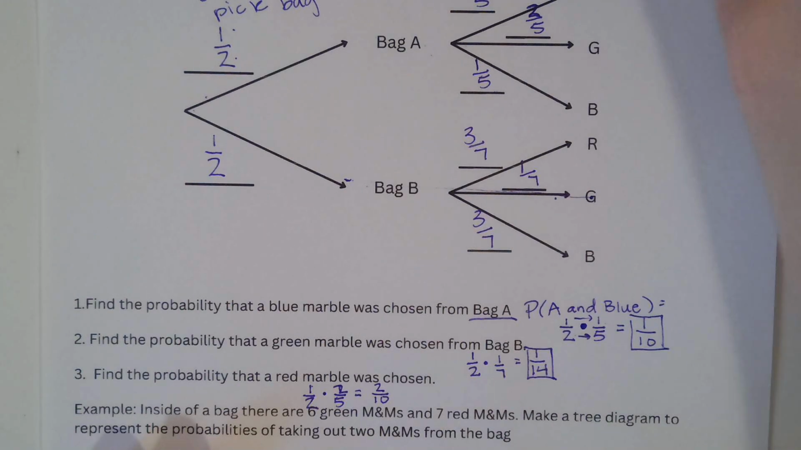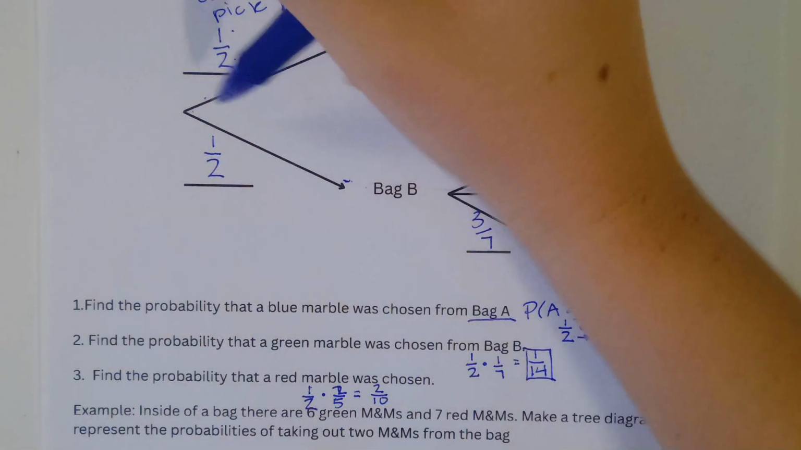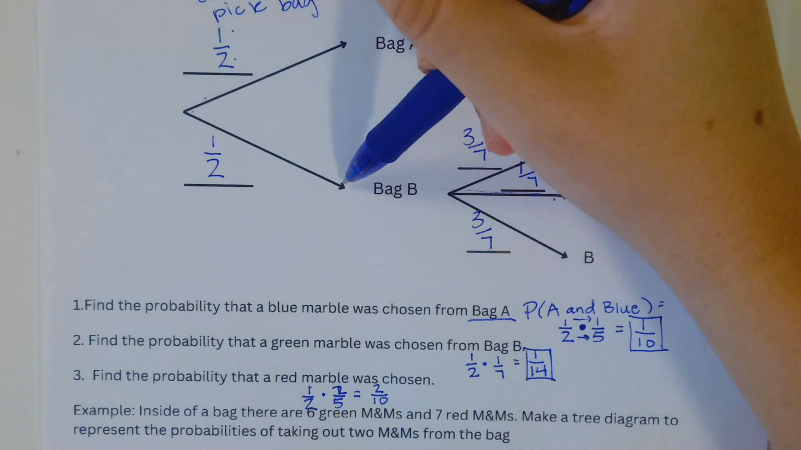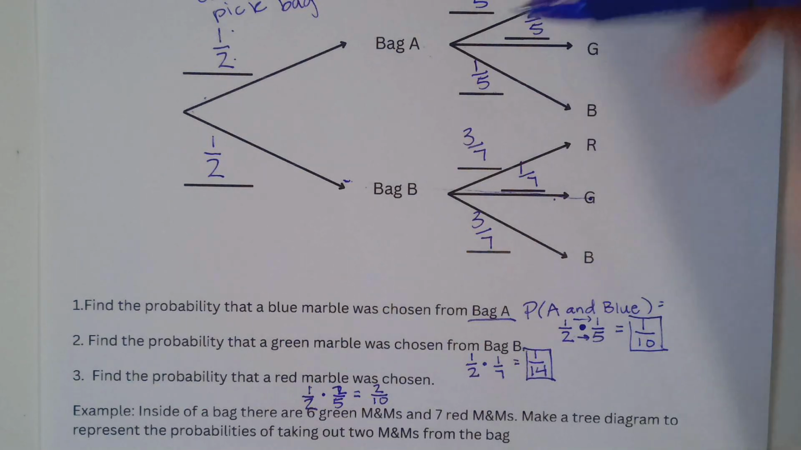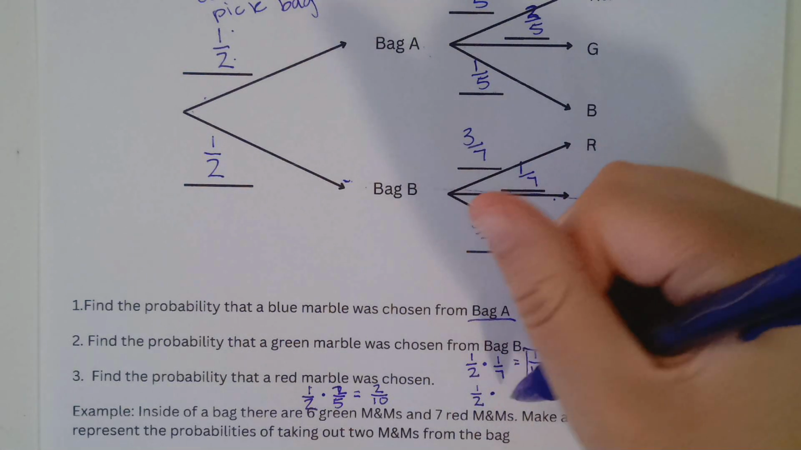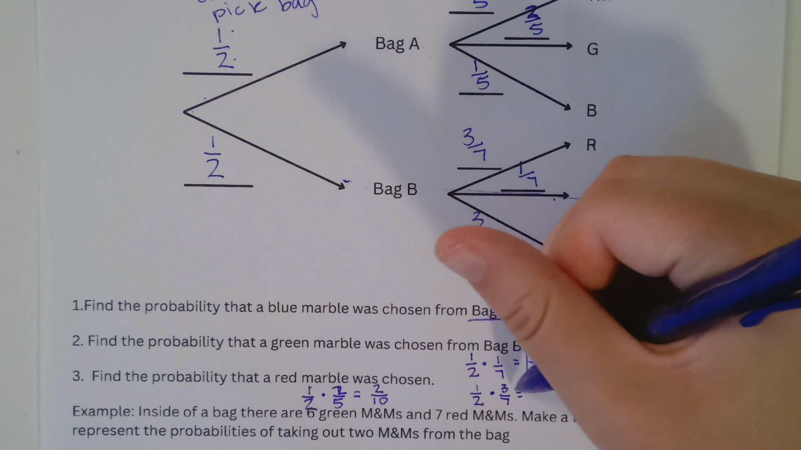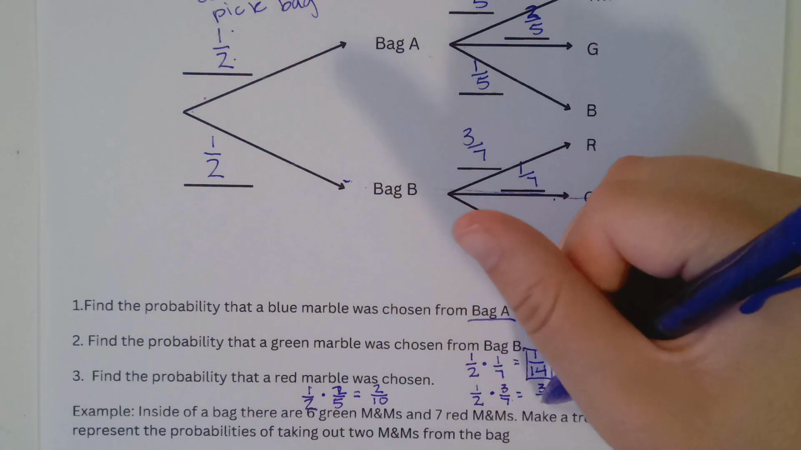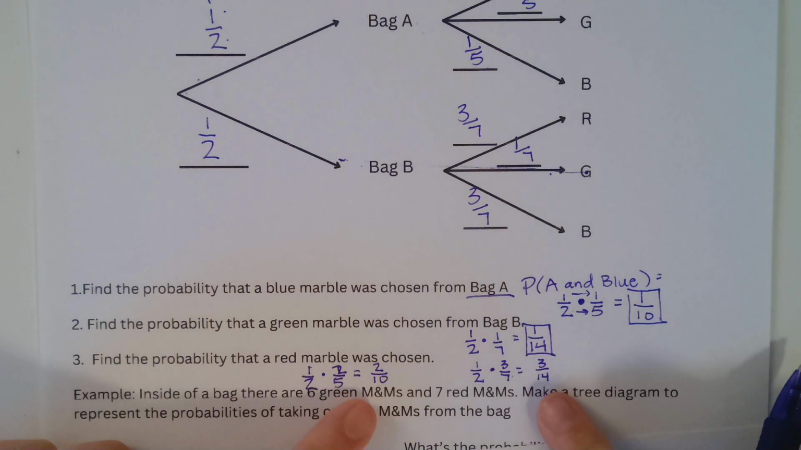So from here, there's another way that I could get a red marble. That was the bag B way. So let's find the probability of getting that. In this case, I follow the path. I go through 1/2. I go through 3 out of 7 to go from bag B to red. So in this case, 1/2 times my 3 out of 7. Multiply straight across. 1 times 3 is 3. 2 times 7 is 14. So those are two different ways of getting a red marble, like the question says.